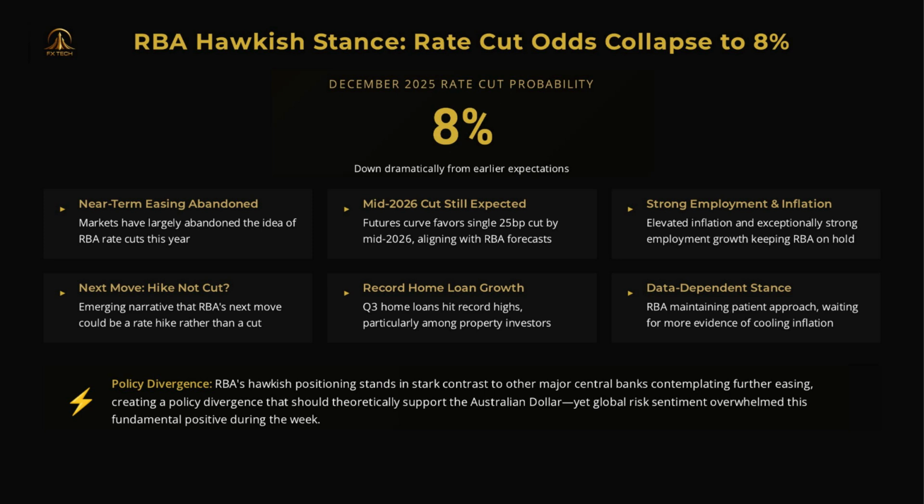This creates a significant policy divergence, with the RBA maintaining a hawkish stance while other major central banks contemplate further easing. Theoretically, this divergence should strongly support the Australian dollar. Yet global risk sentiment overwhelmed this fundamental positive during the week, demonstrating how external factors can temporarily override even the most supportive domestic monetary policy positioning.